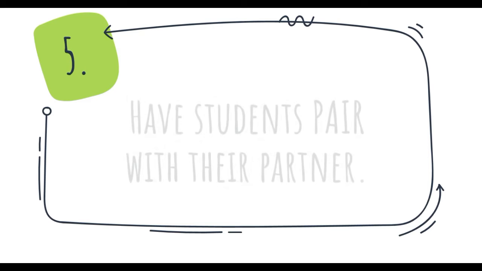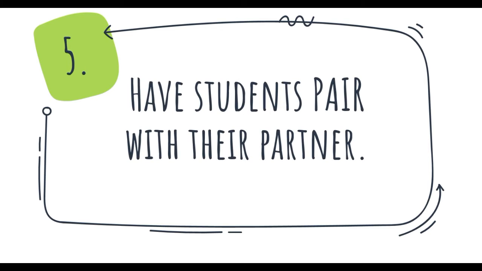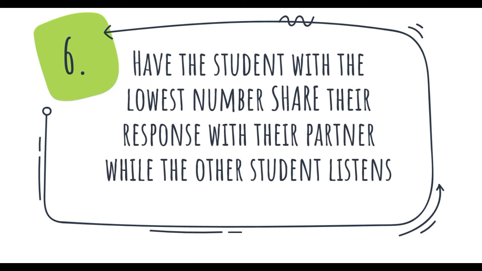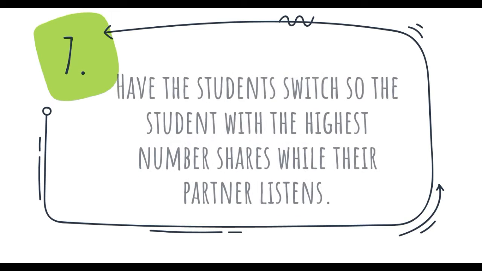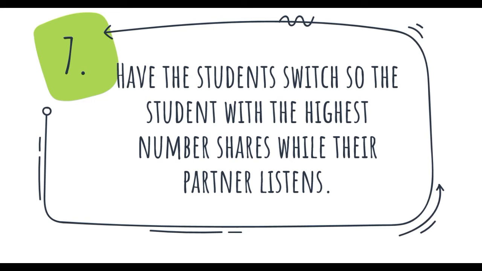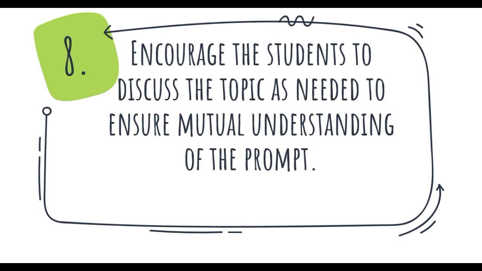Number 5. Have students pair with their partner. Number 6. Have the student with the lowest number share their response with their partner while the other student listens. Number 7. Have the students switch so the student with the highest number shares while their partner listens. 8. Encourage the students to discuss the topic as needed to ensure mutual understanding of the prompt.